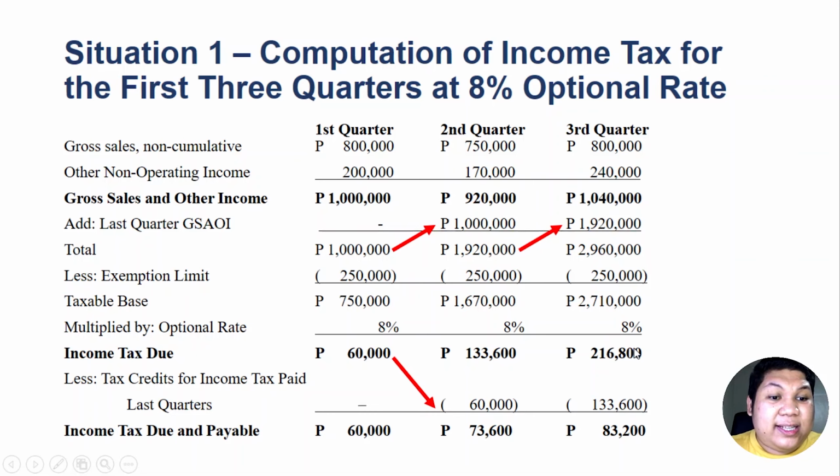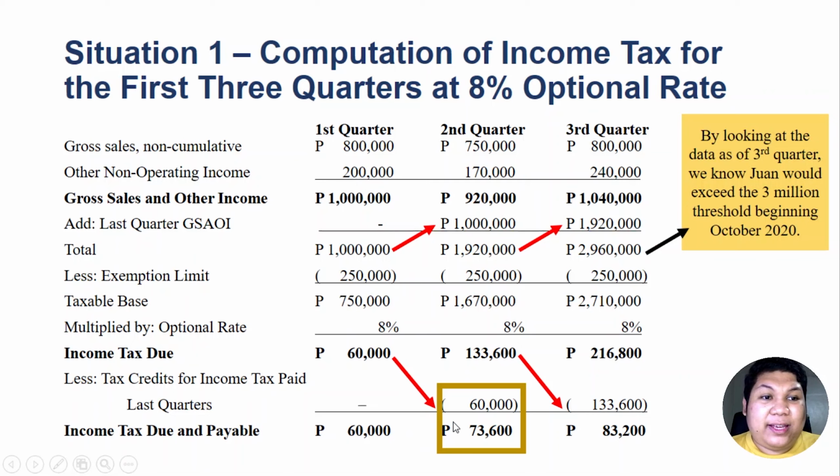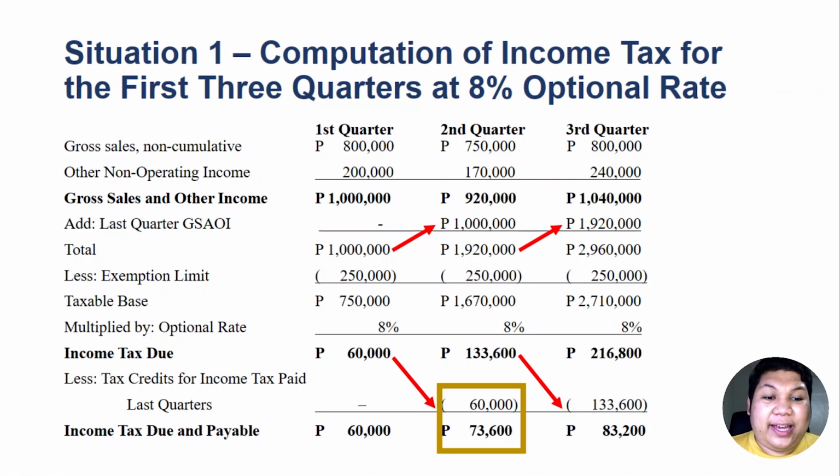So therefore, this tax due also includes the taxes from the first and second quarter. So again, we will deduct that. That 133,600 is actually the 60,000 pesos from the first quarter and the 73,600 pesos from the second quarter. Okay? So therefore, the total income tax due and payable for the third quarter alone is 83,200 pesos.